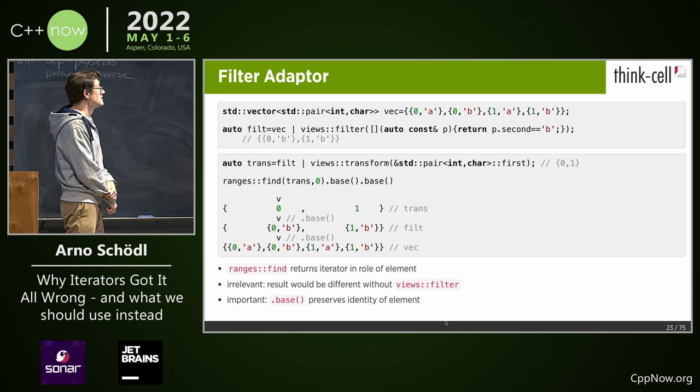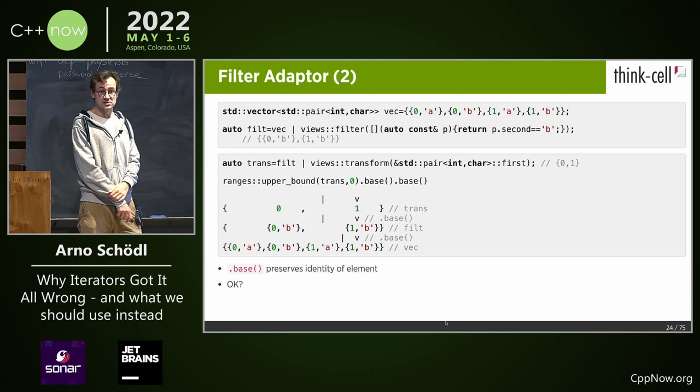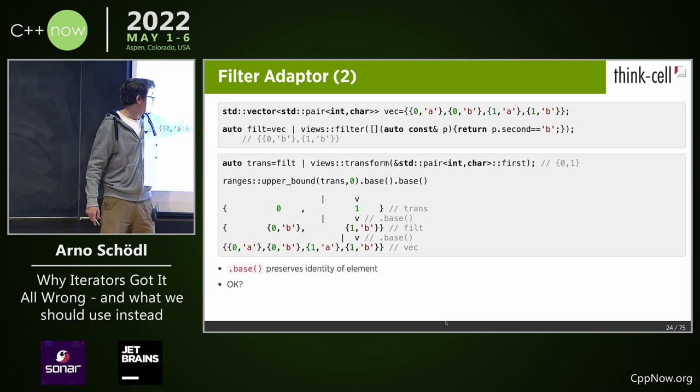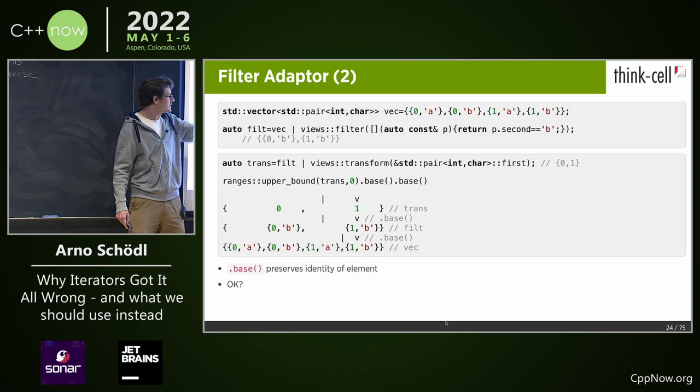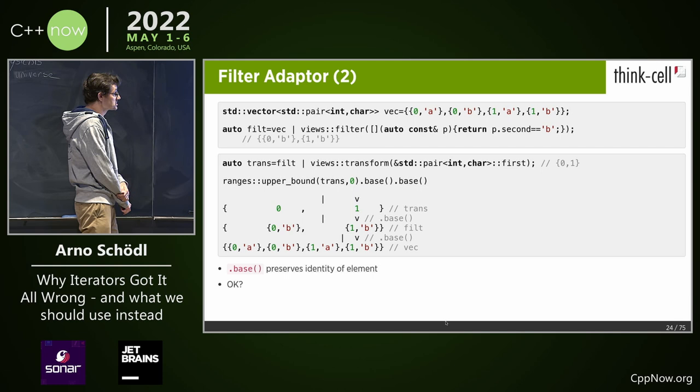Now maybe you see what's coming. We do this on the upper bound. So now we have an iterator pointing to the 1. But really, what that means is a border between the 0 and 1. Now, we do base on it. And so far, so good. We are still having a border between the 0s and the 1s.